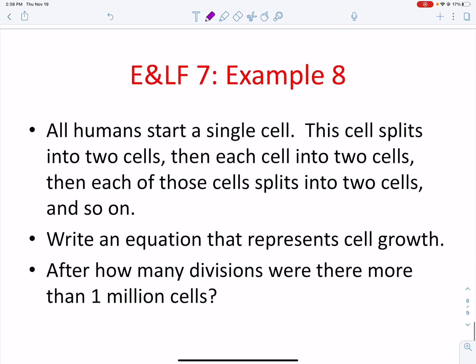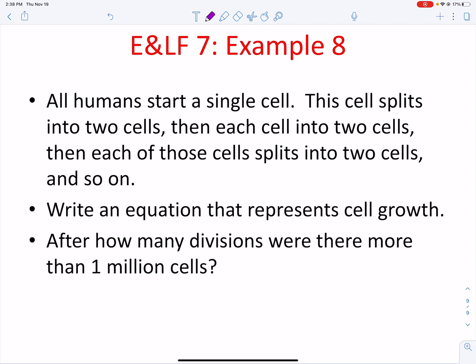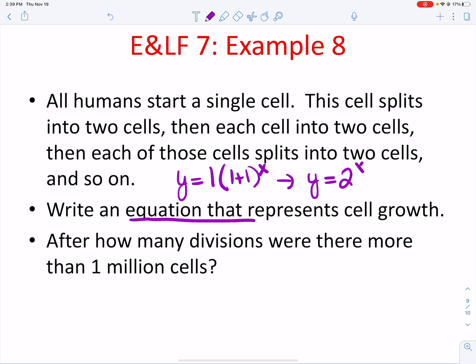All right, so if we take a look at this, it says all humans start. So again, go ahead and pause this and try this one on your own, and then we'll work it together. All right, so it says all humans start as a single cell. This cell splits into two cells, then into two more, then into two, and so on. Write an equation that shows this growth. So basically, we all start as a single cell, and then we all double. Right? So wouldn't my equation be y equals 2 to the x?